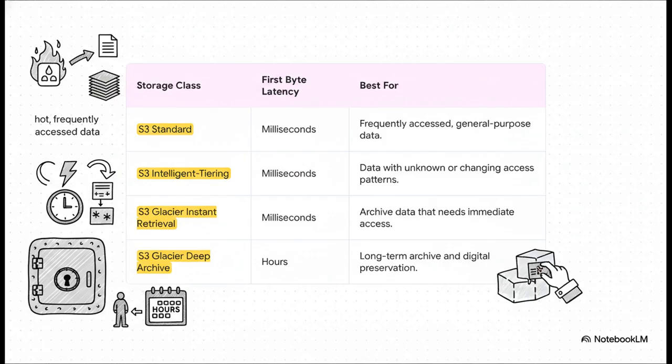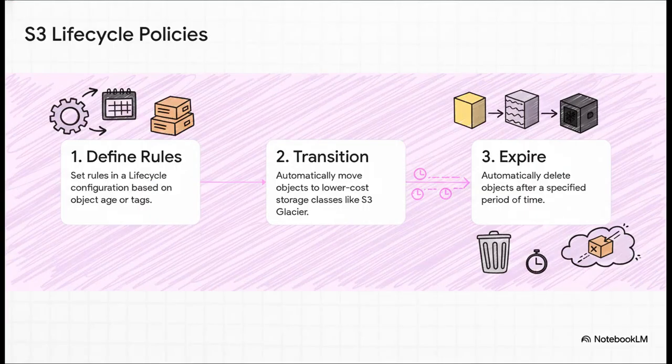And then for archiving, you have a whole spectrum, from Glacier Instant Retrieval for archives you need back in milliseconds, all the way down to Glacier Deep Archive, which is literally the cheapest cloud storage you can find, but retrieval takes a few hours. And the best part? You don't have to do any of this by hand. As an architect, you use S3 lifecycle policies to just automate it all.